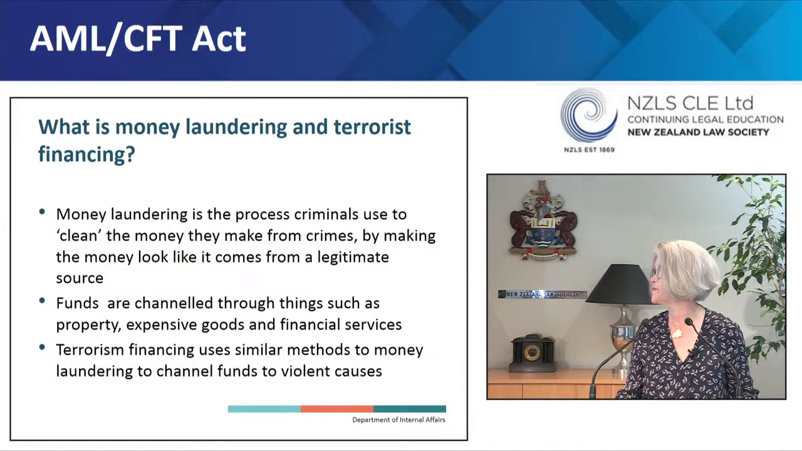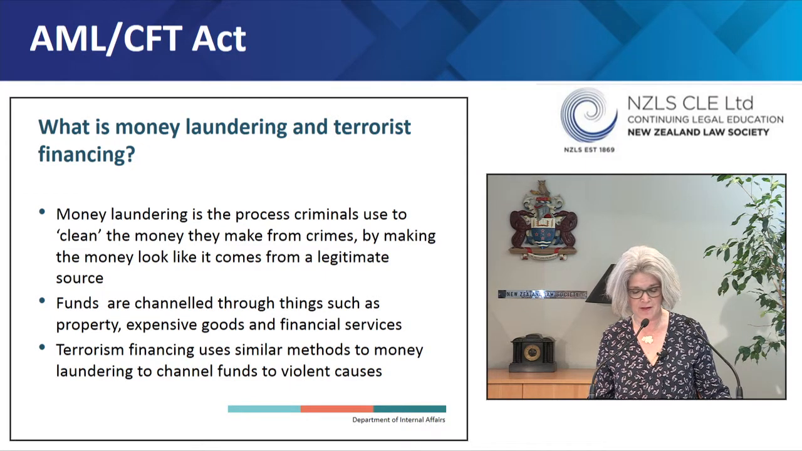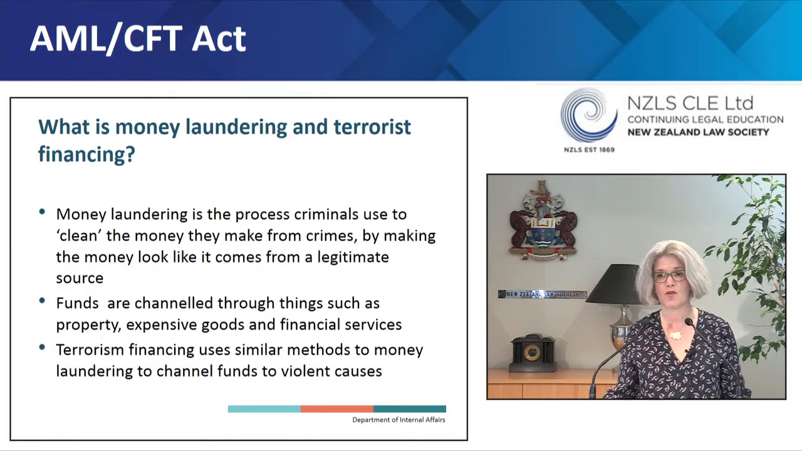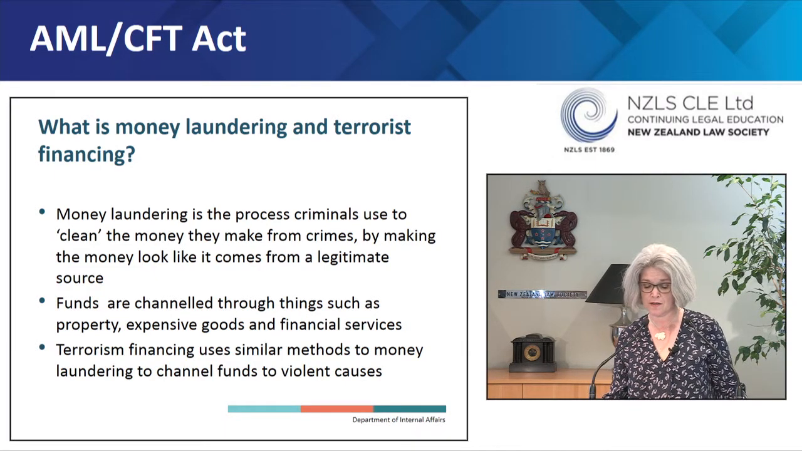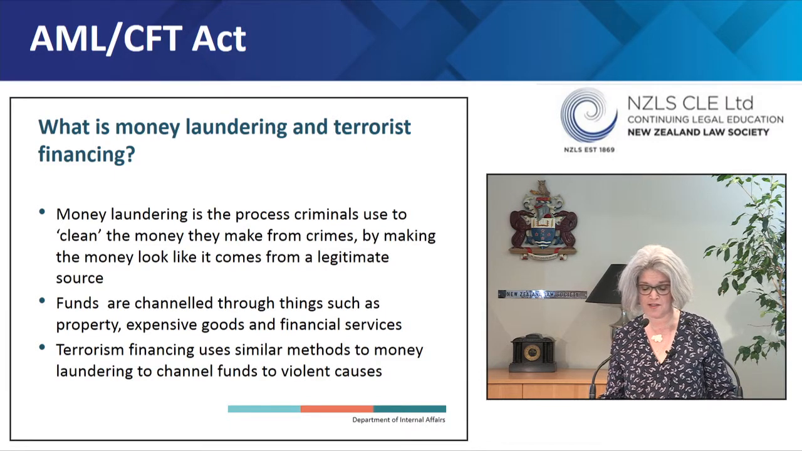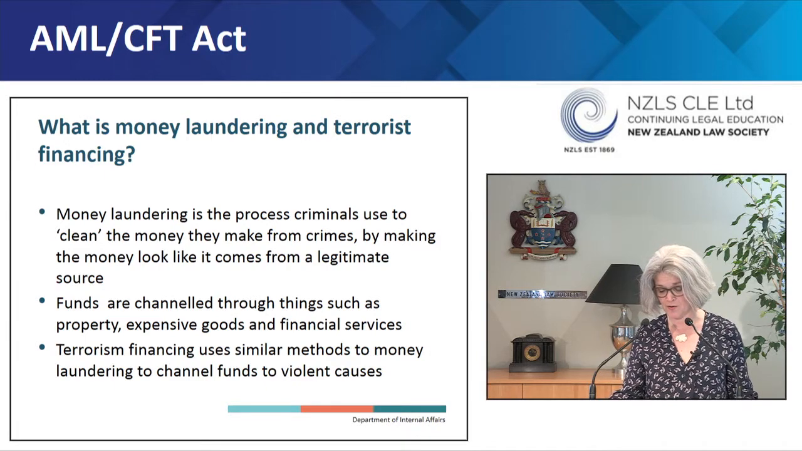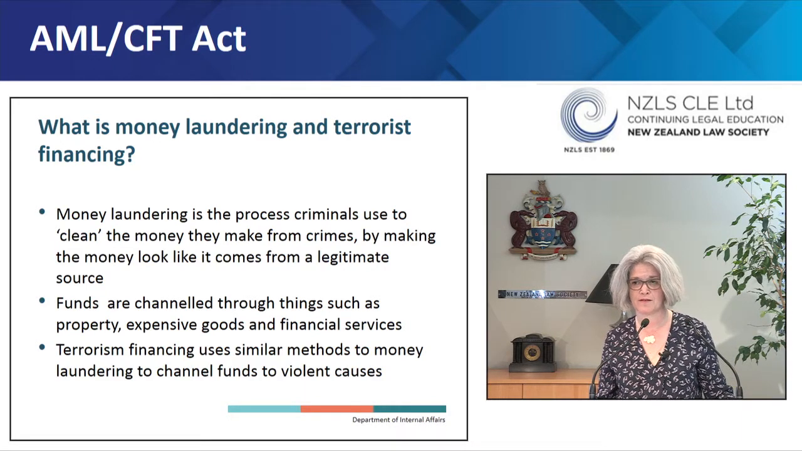Okay, so what is money laundering and terrorism financing? Money laundering is the process that criminals use to clean the money they make from crimes. By making the money look like it comes from a legitimate source, they can cover their tracks and avoid detection. And they do this by buying, selling and channeling funds through things such as property, expensive goods and financial services. They move it around as much as they can to disguise the criminal origins of those funds.